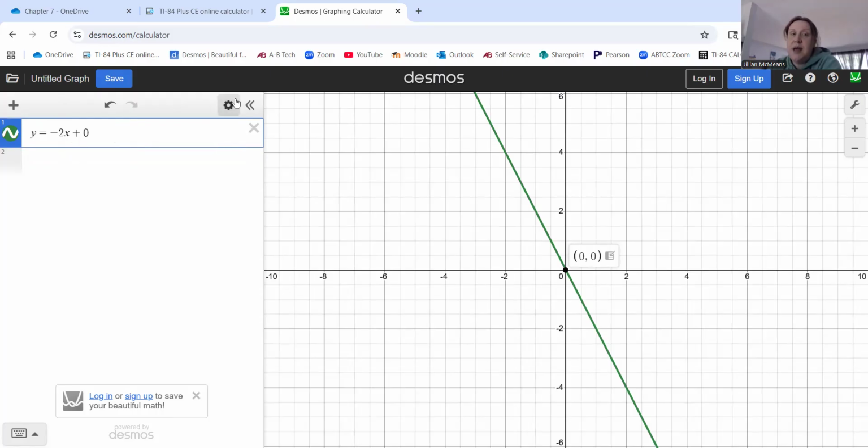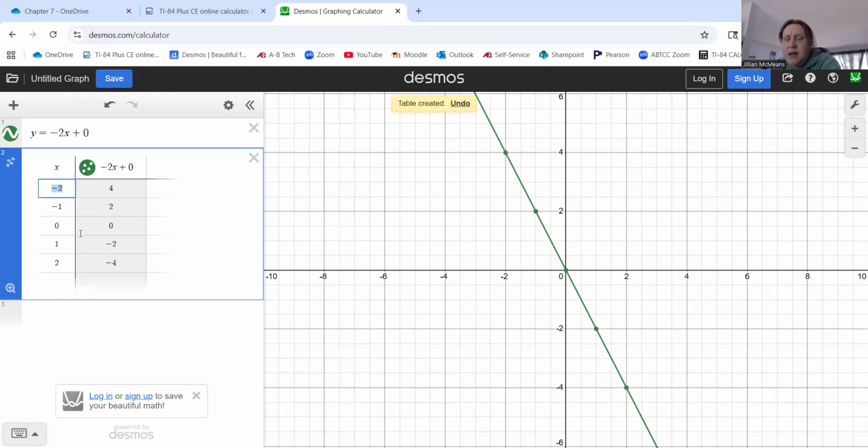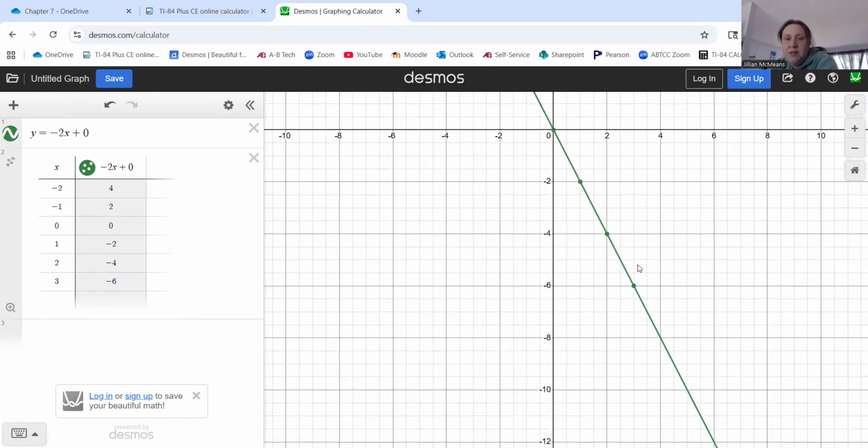Okay, you can see we still have the origin, but we want to go ahead and verify that point 3, negative 6. So now when I hit the little settings cog up here, now I can do the table. I cannot believe I forgot to set it equal to y earlier. All right, so we decided to check when I believe we used x equals 3. So when x equals 3, y equals negative 6.